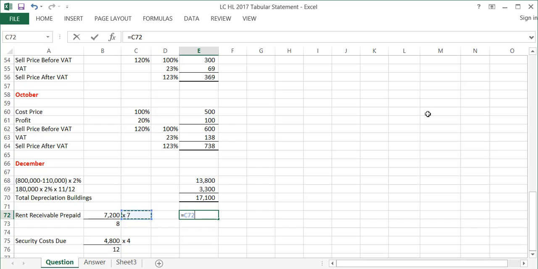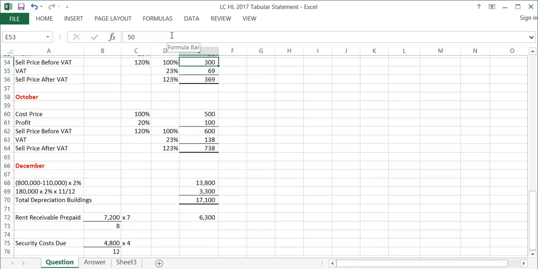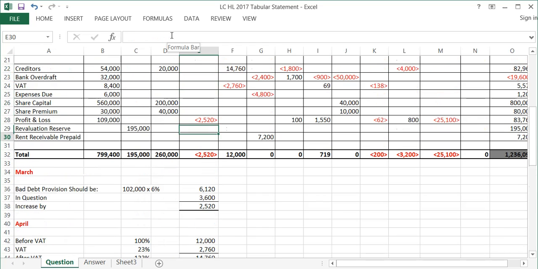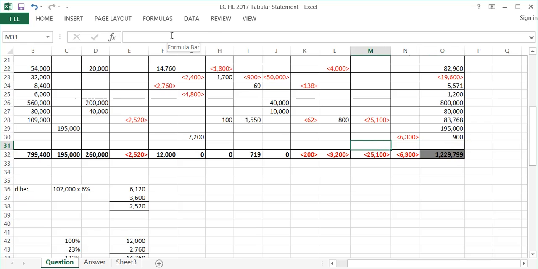So if I get my 7,200 divided by 8, multiplied by 7, that is 6,300. So this year's amount of that was 6,300. If I go up to my rent receivable here, the 7,200, and I take out this year's bit of 6,300, it would leave me with the prepaid amount, which is the 1 month, the €900.